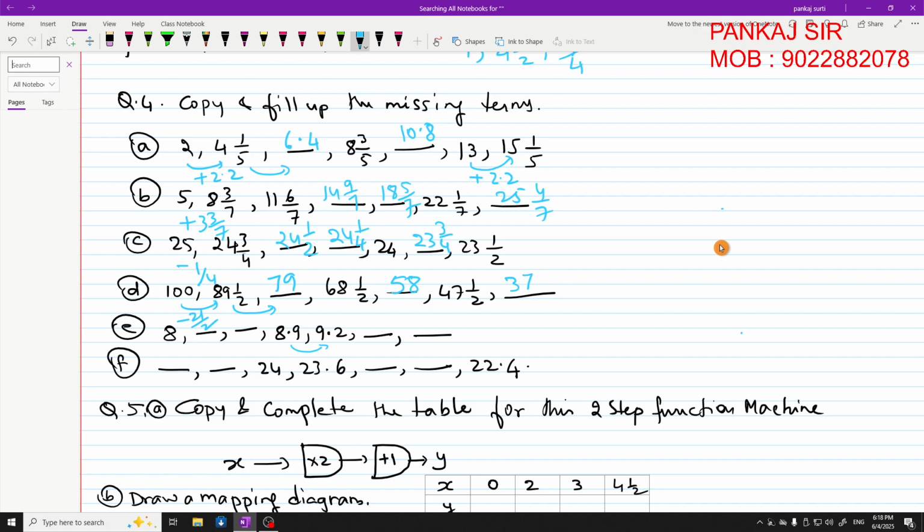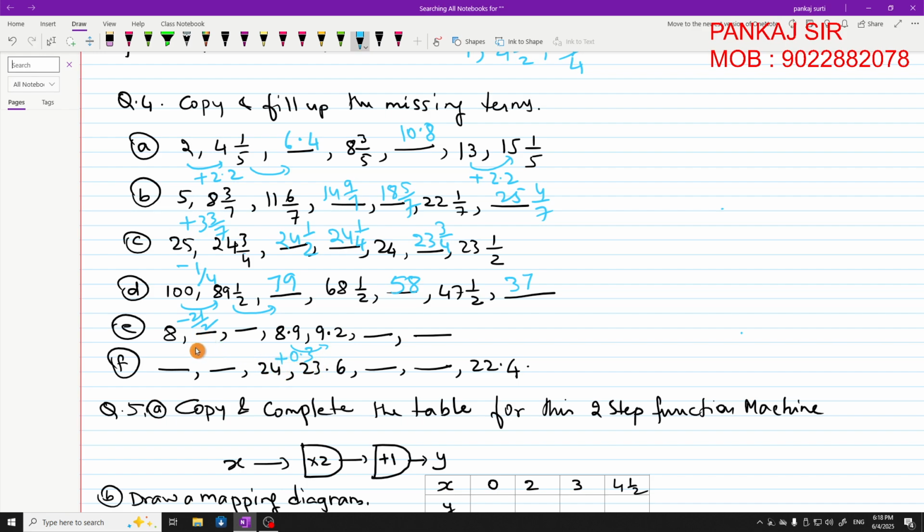9.2 minus 8.9 gives me 0.3. So basically what I'm doing is adding 0.3. So this has to be the term to term rule, that is addition of 0.3.